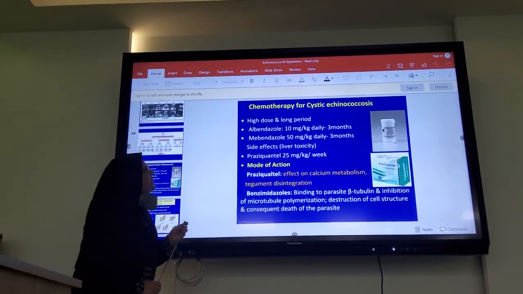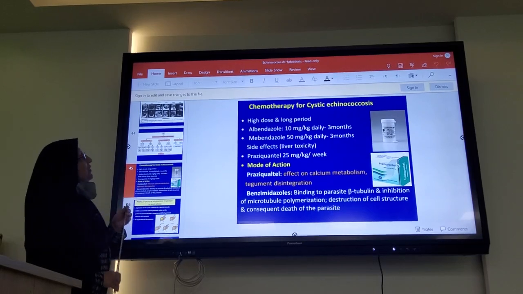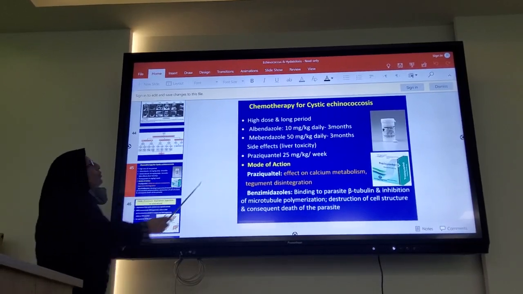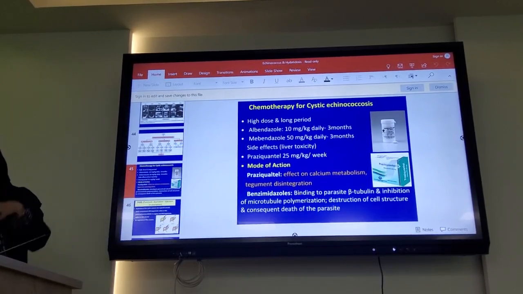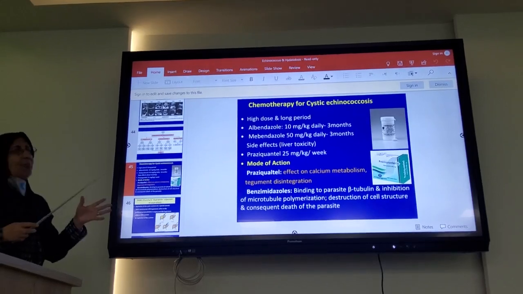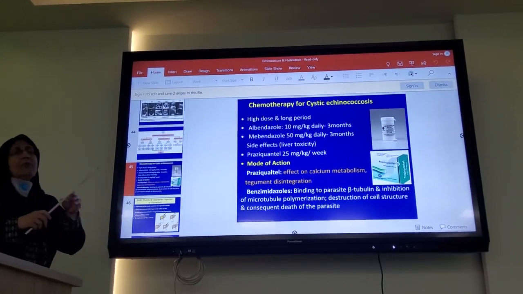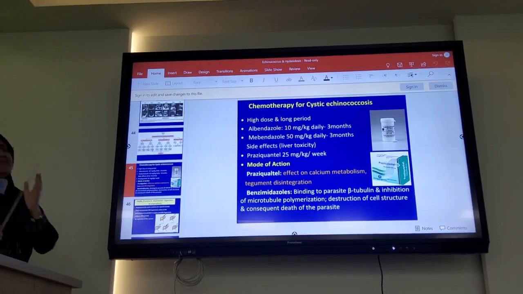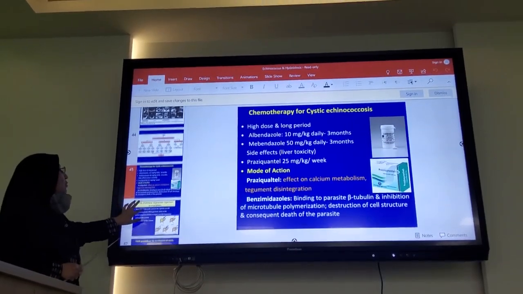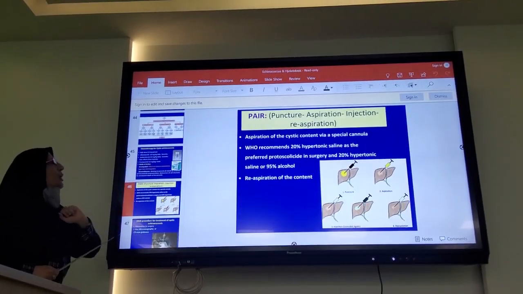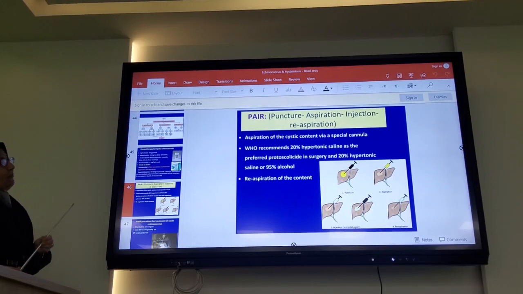The other ones are benzimidazoles, including albendazole and mebendazole. So chemotherapy is for hydatidosis with this group. Sometimes a combination of praziquantel and mebendazole or albendazole may be used, which is more effective.